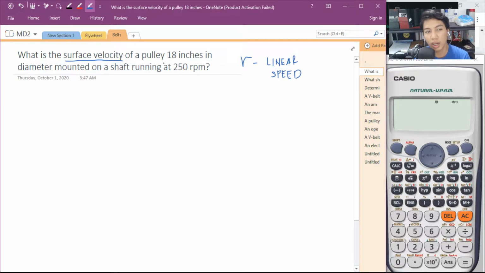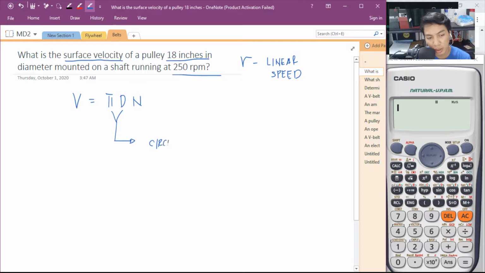So, meron kang 18-inch na pulley, diameter, mounted on a shaft running at 250 RPM. Sabihin, yung angular velocity niya, yun din yung angular velocity na meron ka dun sa iyong pulley. Now, we can use this formula. So, the linear velocity is always equal to pi multiplied to diameter ng pulley multiplied to the rotational speed. Okay? So, saan nakuha tong pi d? Di ba yung pi d na yan, tinuro ko na sa inyo nun pa?